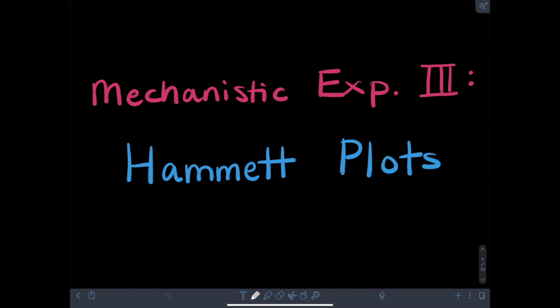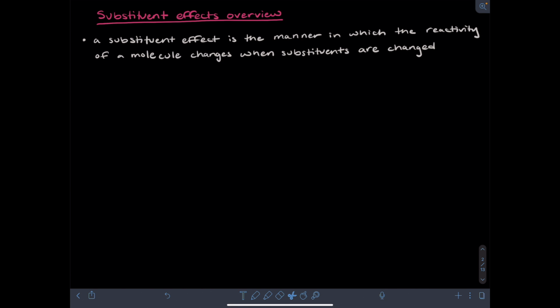Hi folks! The following video is a new type of mechanistic experiment called a Hammett plot. Hammett plots are a type of substituent effect.